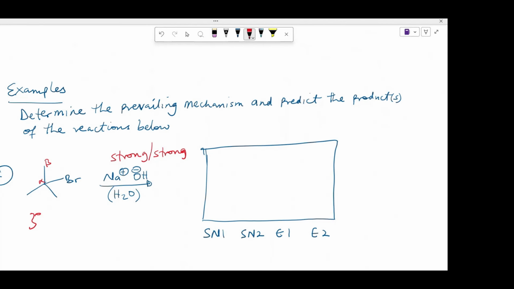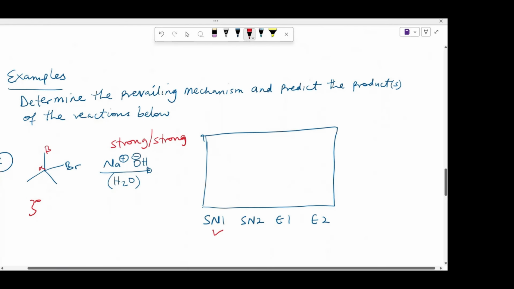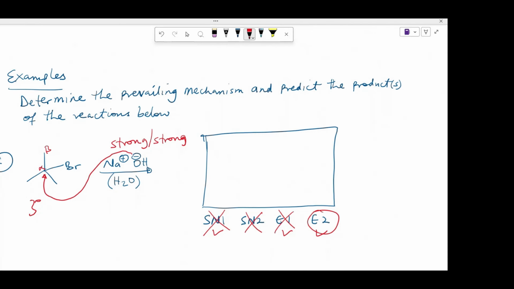So based on the tertiary alkyl halide, we know tertiary alkyl halides could do SN1, E1, and E2, but not SN2. But based on a strong nucleophile, SN1 is not possible. And as a strong base, E2 will prevail. So the prevailing mechanism here is going to be E2. Now, in an E2 mechanism, essentially what happens is that the strong base attacks and kicks out the leaving group, such that the final product will be this. And we'll also have side products.